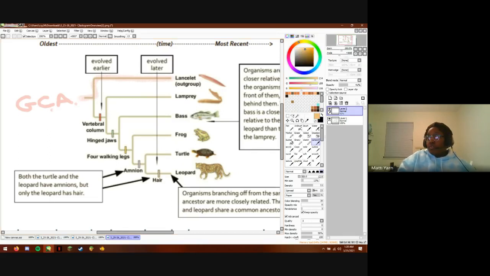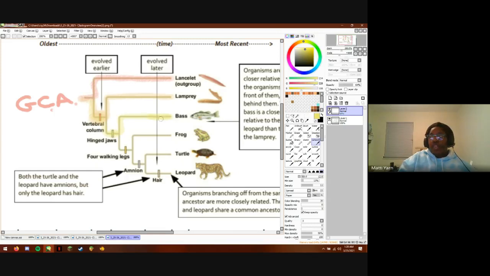Let's go to an orange. I'm going to change the opacity just a little bit. Okay, we're going to look at the lamprey, another weird looking fish. So we're going to trace from the lamprey back to the greatest common ancestor, and oh, vertebral column. So the lamprey does have a vertebral column. It doesn't have anything else. All right, hit the yellow. Let's look at the bass. So we already looked at the bass, but we're going to look at it again. So from the bass, we're going to go to hinged jaws and vertebral column.